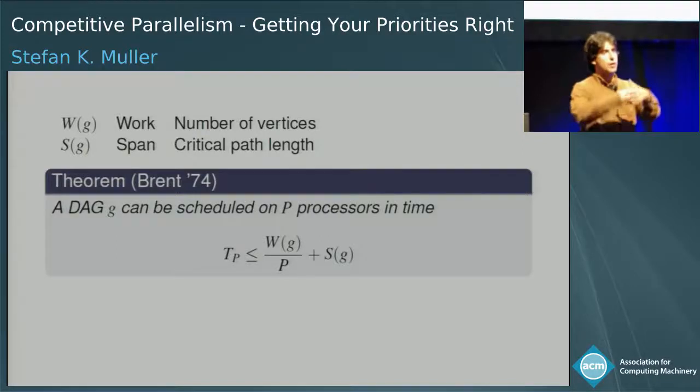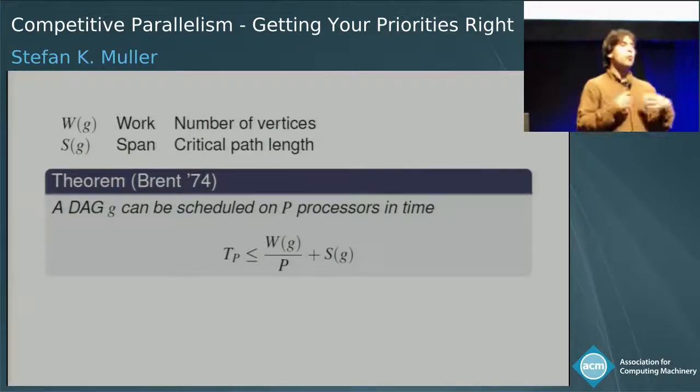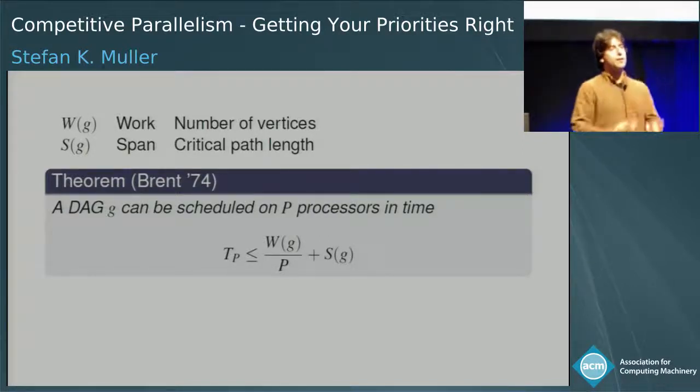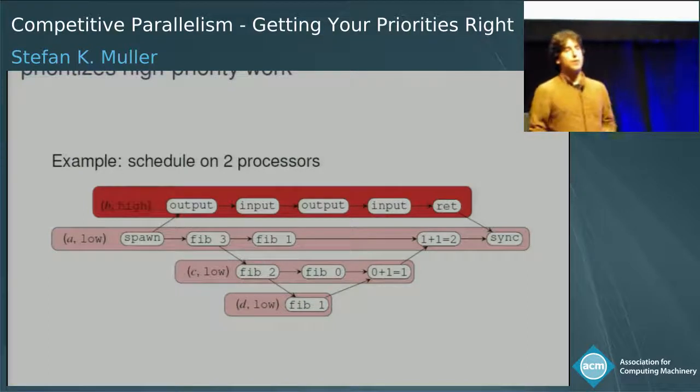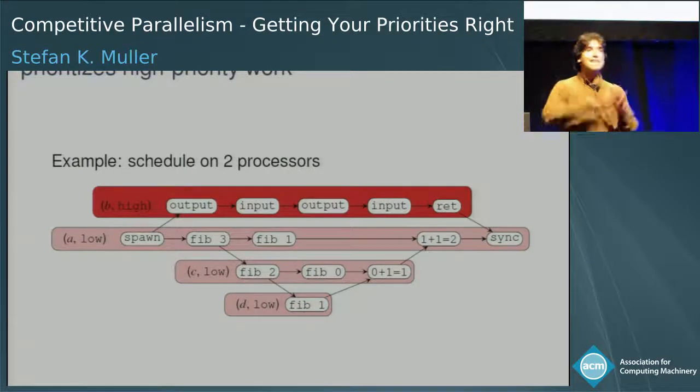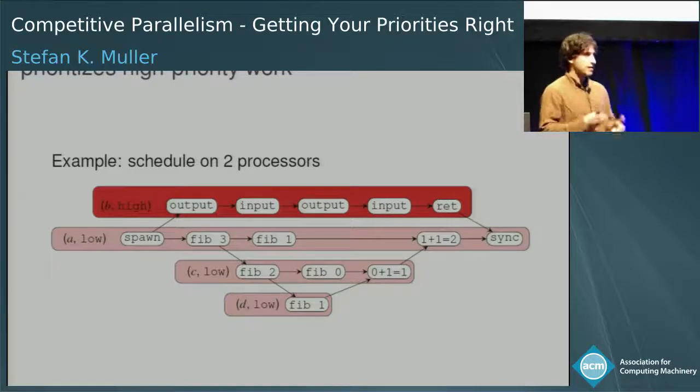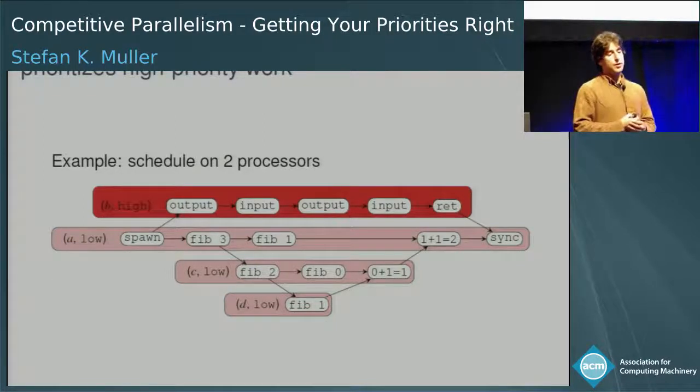So we don't just care about the total amount of time that the program takes to run, we also care about how quickly that high priority thread finishes and responds to the user. So it's no longer enough to just have any scheduling of the program. We actually need a particular scheduling, which we'll call a prompt schedule. A prompt schedule keeps as many processors busy as possible. That's a reasonable thing to do, but also tries to do high priority work whenever it can.